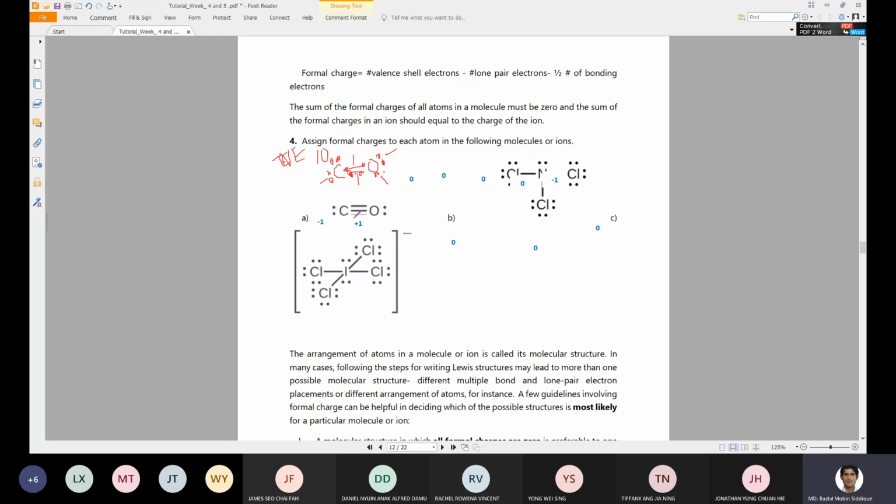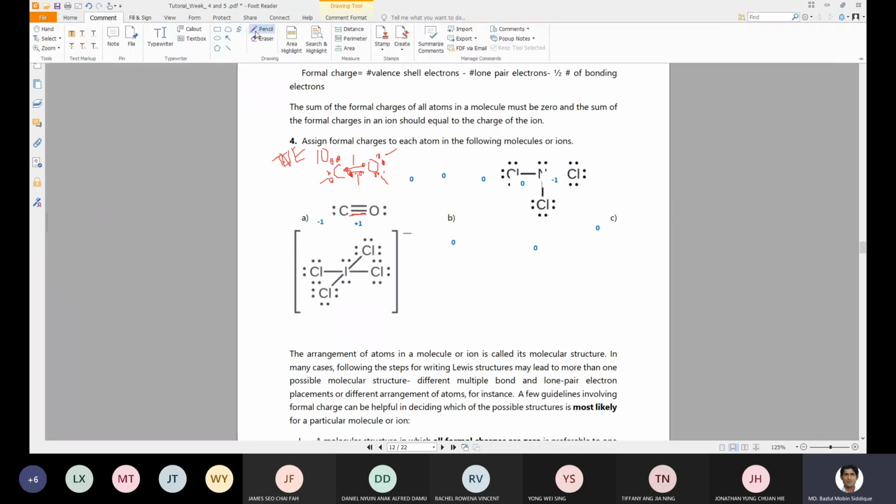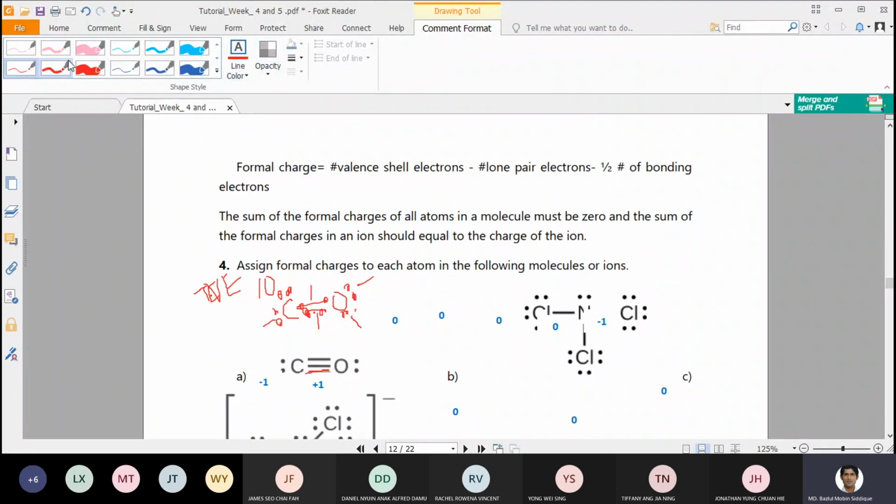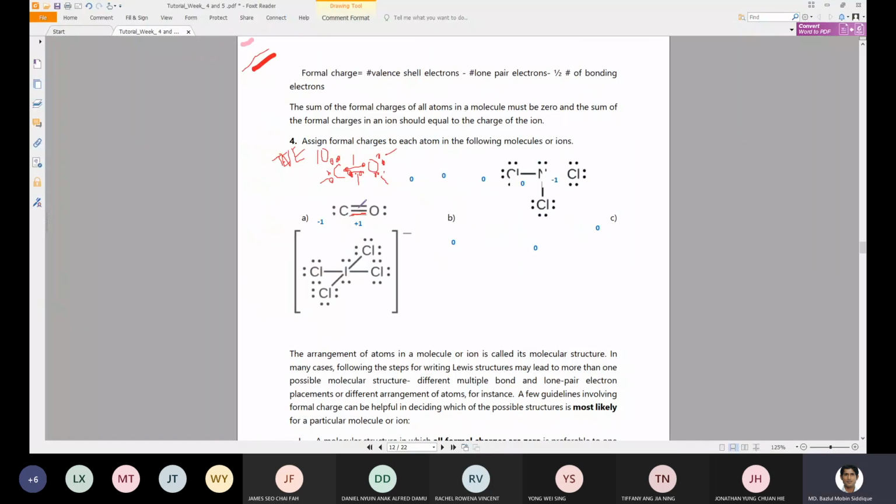So in this case, when we make a triple bond between carbon and oxygen, to make it bold, line, color. Okay, so when we have a triple bond between carbon and oxygen, this triple bond takes 6 electrons, so another 4 electrons on the other side.